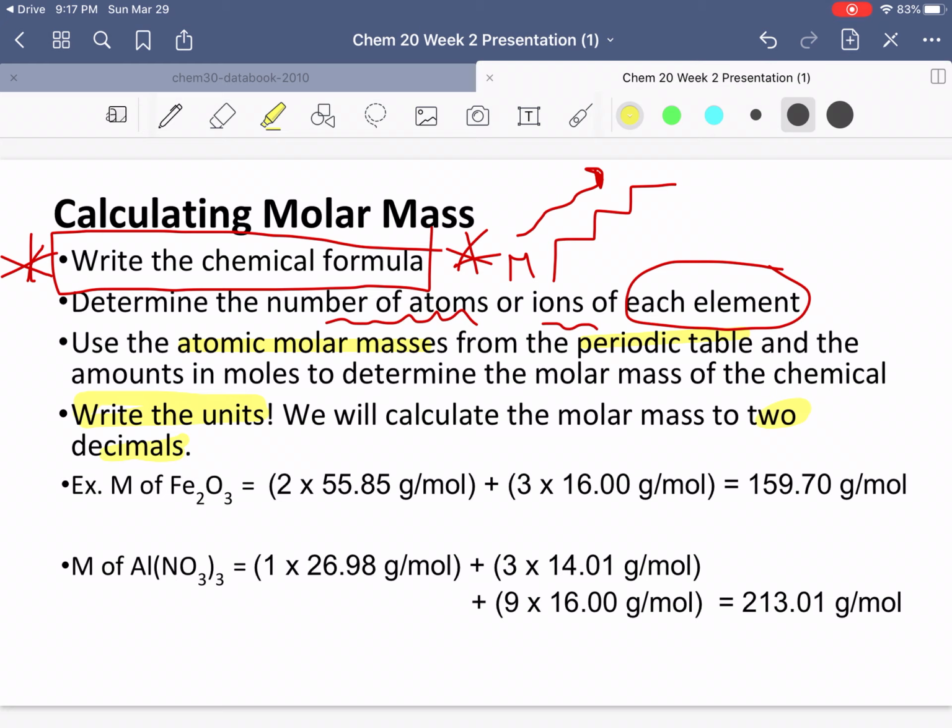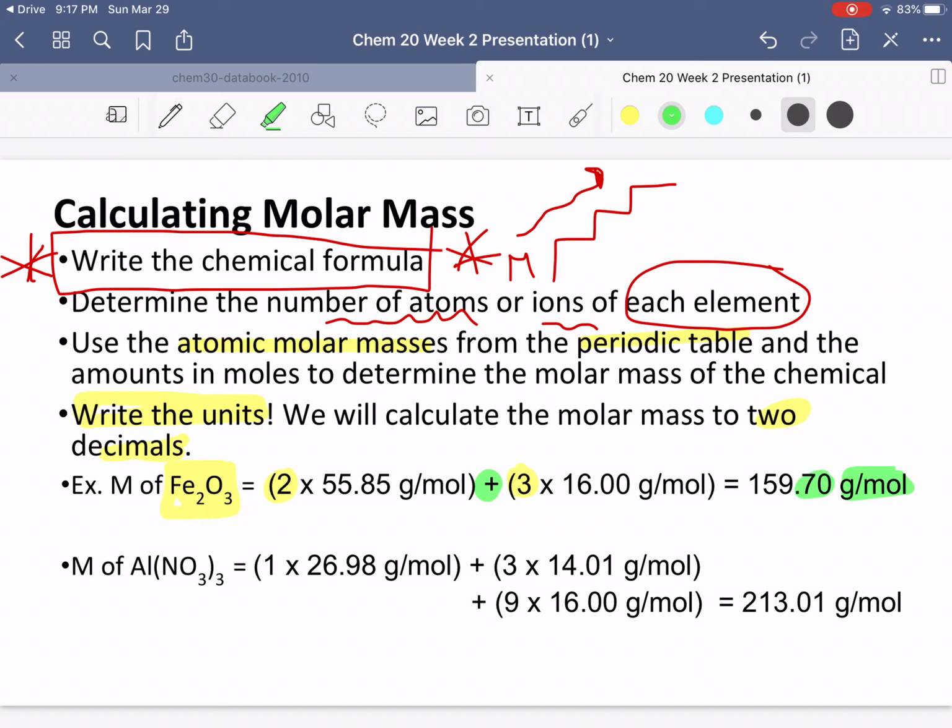Okay, take for example our iron(III) oxide. It has 2 iron ions and 3 oxygen ions. So that's why we take the 55.85 and multiply it by 2. And then we add it to 3 times the molar mass of oxygen. That adding is really important, right? We have to put all the molar masses together. Notice when it's totaled, there's your units, grams per mole, and 2 decimal places.